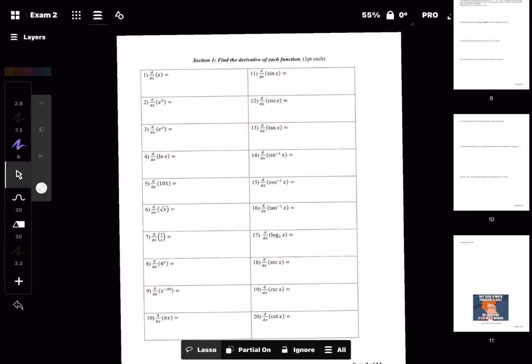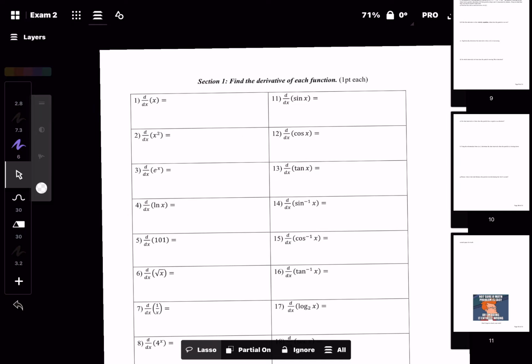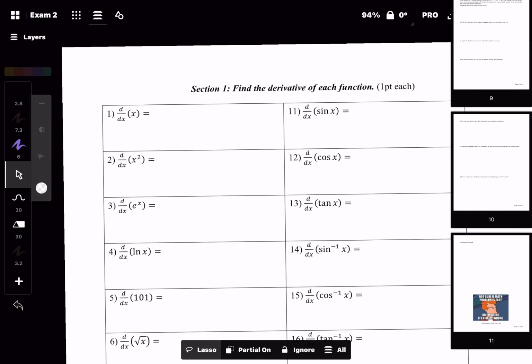Hello, we're doing exam 2, section 1. Okay, this is to find the derivatives of each function.